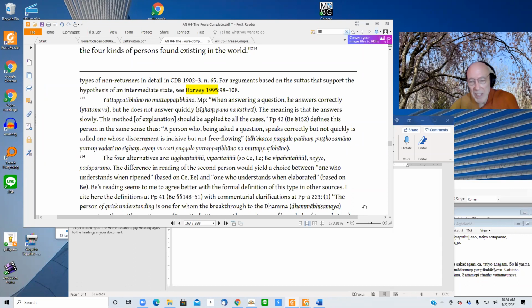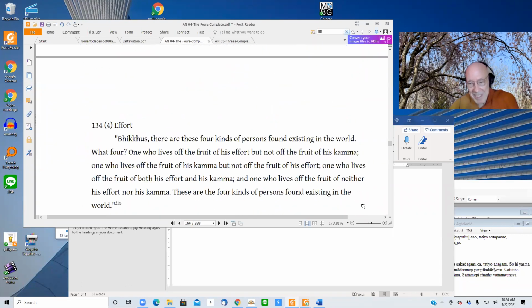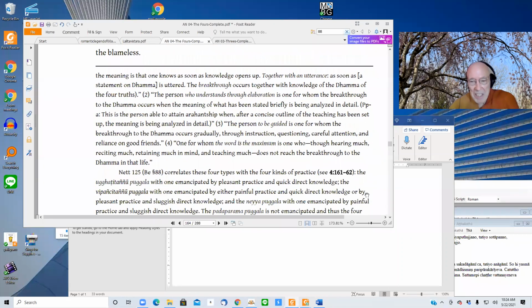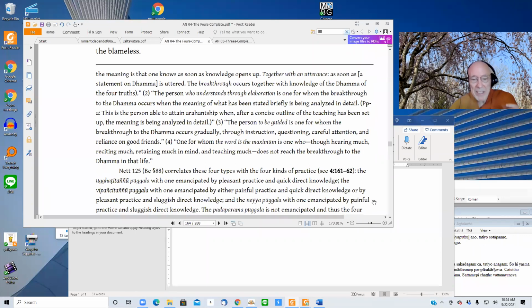So the Padaparama person is one who sadly doesn't make the breakthrough to the Dhamma in the life in which he first receives the teaching. So even though this person hears much, recites much, memorizes many teachings, even teaches others, they don't make the breakthrough in that life itself. But still, they retain the teaching in their mind, and that will act as a supporting condition for attainment in a future life.